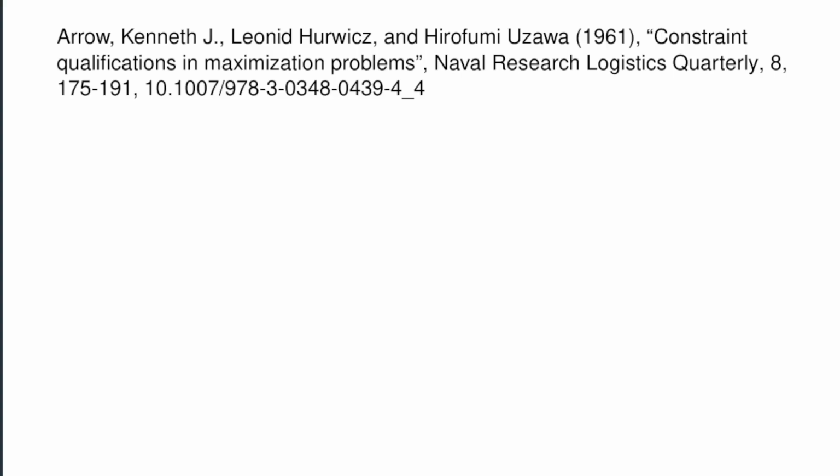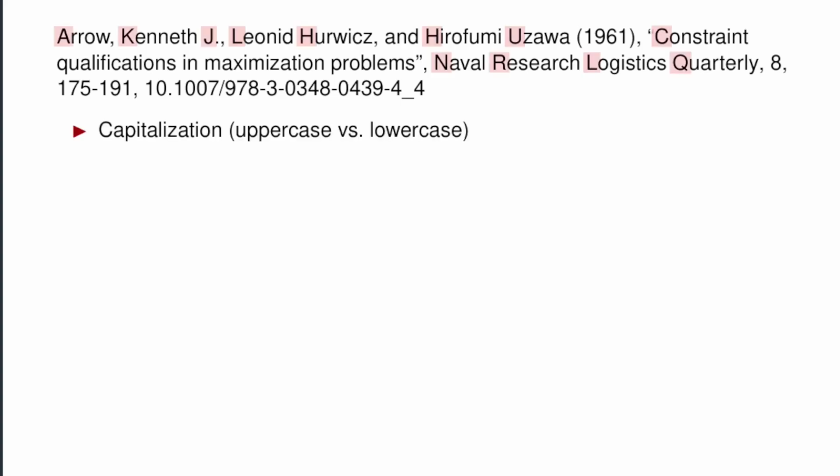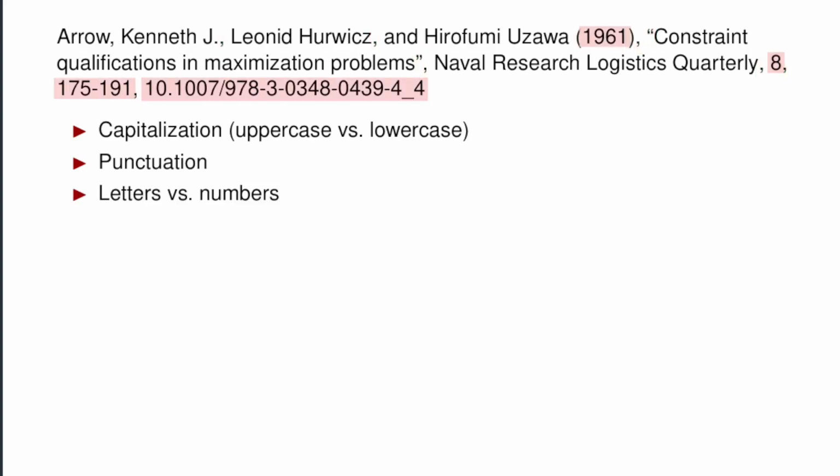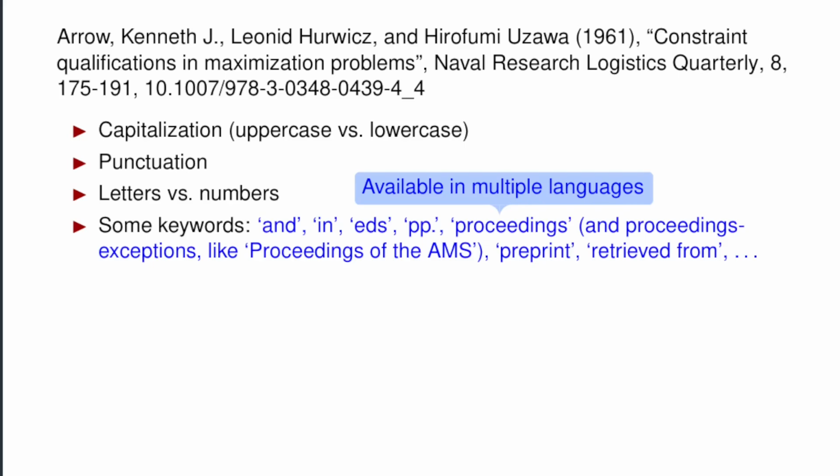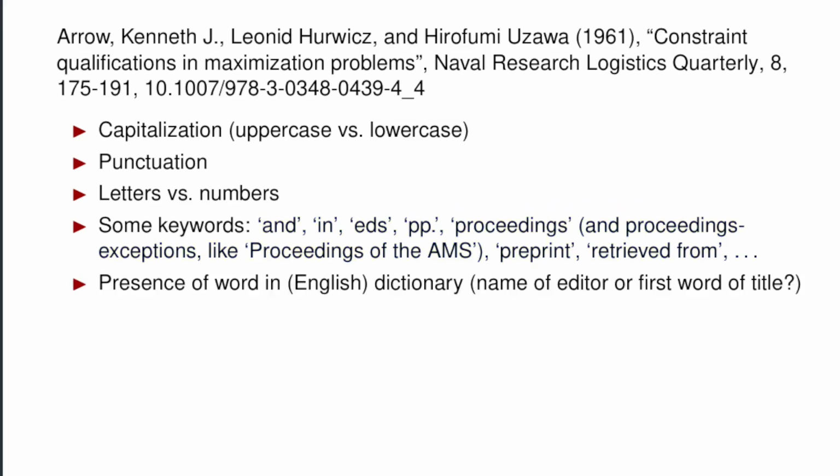Here's a reference. The main features of a reference that the algorithm uses are the capitalization of the letters, uppercase versus lowercase, the punctuation, for example, commas, periods, and quotation marks, whether the characters are letters or numbers, and some keywords like and, in, eds, and many more. The list is long. These are available in multiple languages. The algorithm uses also the presence of words in an English dictionary when deciding, for example, whether a word is the name of an editor or the first word of a book title.